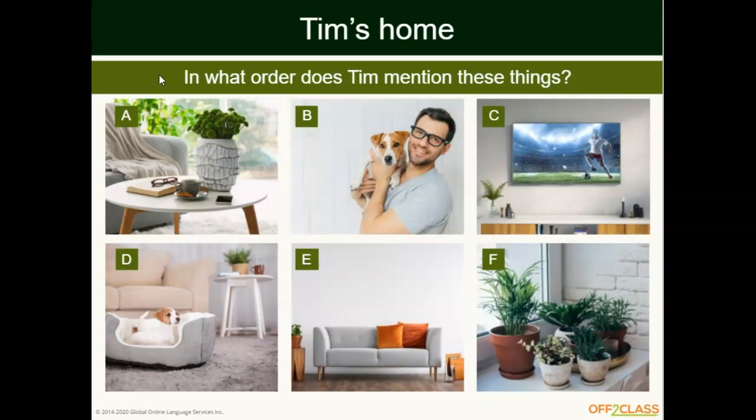Good. Now it says, in what order does Tim mention these things? Does he start by talking about his dog? No, he doesn't. So we need to see, what did he do first? A, B, C, D, E, and F.